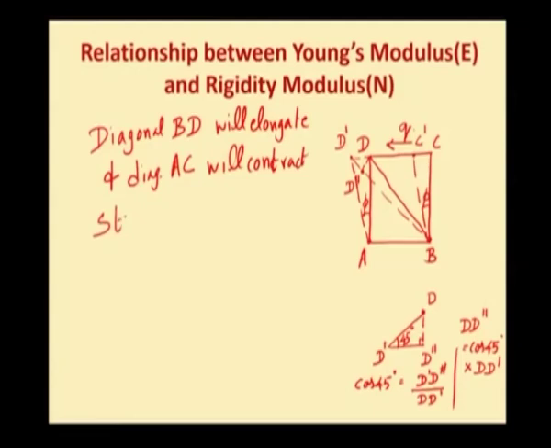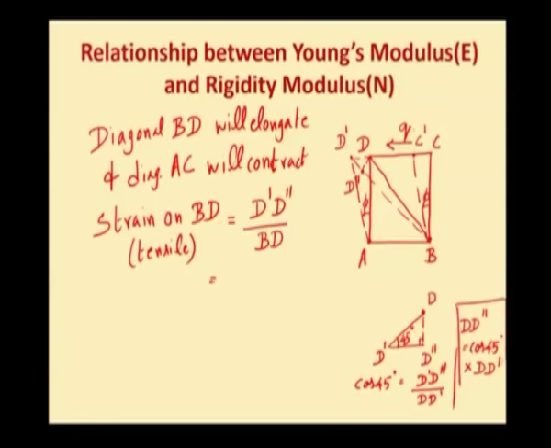Now, we shall calculate the strain induced on the diagonal BD. Strain on the diagonal BD will be tensile in nature. Strain is change in length. Change in length of the diagonal BD will be D dash D double dash divided by the original length of the diagonal. Original length of the diagonal will be BD. Already we have obtained the value of D dash D double dash as cos 45 into D D dash, divided by BD.